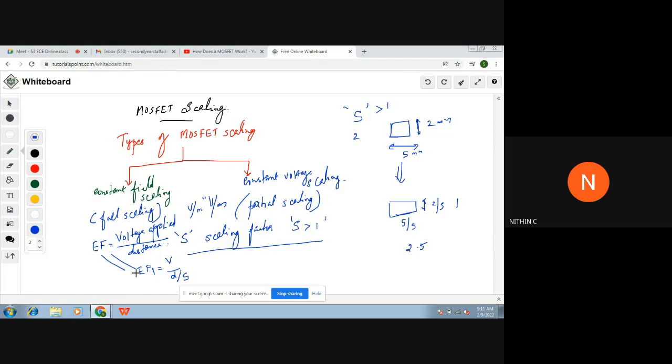To maintain these two as equal, what should be the operation that you do? Can anyone tell? We need to make these two values equal even after scaling. Can anyone tell how you can do that? Any answers?